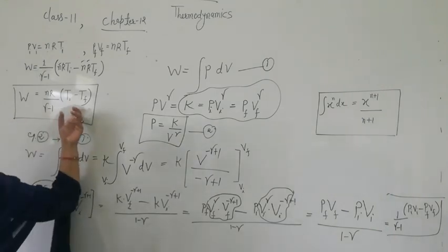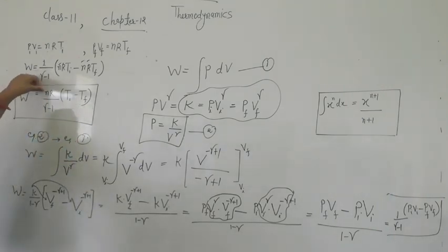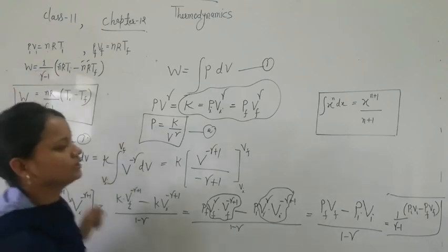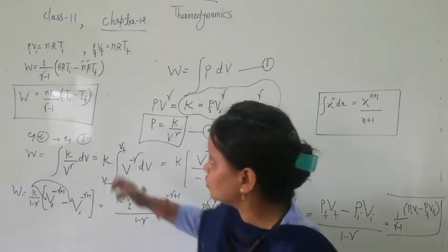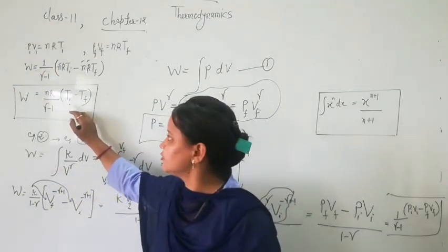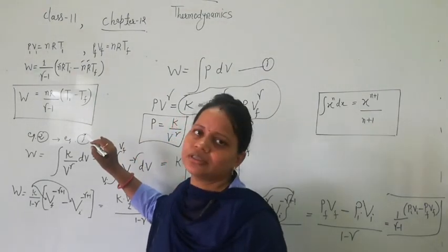This is the final formula of work done, where n is the number of moles, R is the gas constant, gamma is the adiabatic ratio, Ti is the initial temperature of the system and Tf is the final temperature of the system.